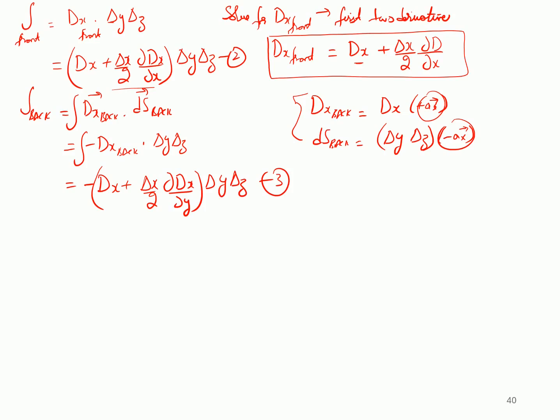So now once I have these two equations, I can add the front and back integrals to get a single value. So you add equations 2 and 3, and you will get the partial derivative of dx along x, and the common value is delta x, delta y and delta z. So this is equation number 4.